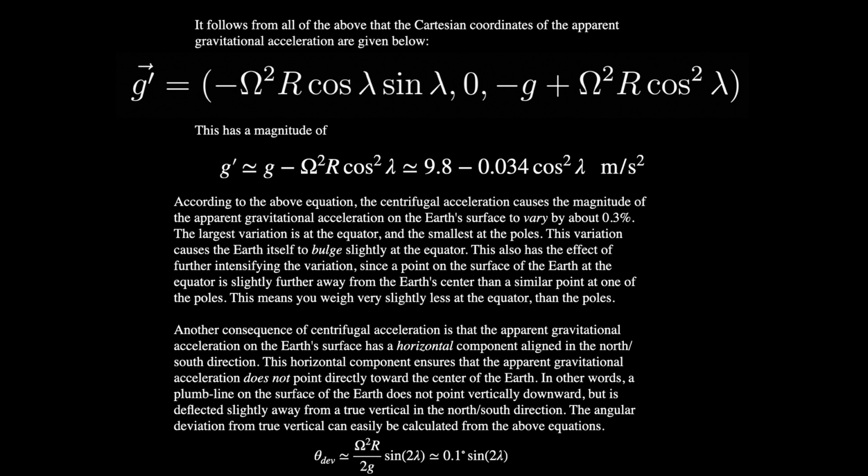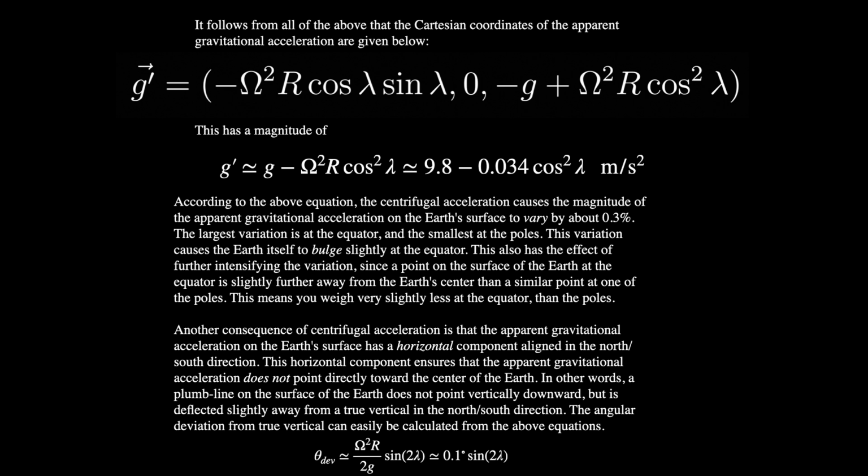So another consequence of it is that the apparent gravitational acceleration has a horizontal component going north or south. That means that a plumb line held still over the Earth's surface deviates slightly towards the equator. That's really interesting. So it swings out towards the equator. At the North Pole, it doesn't swing at all. At the equator, it does not swing at all. At the poles, it does not swing at all. But roughly about 45 degrees is where it has its maximum.